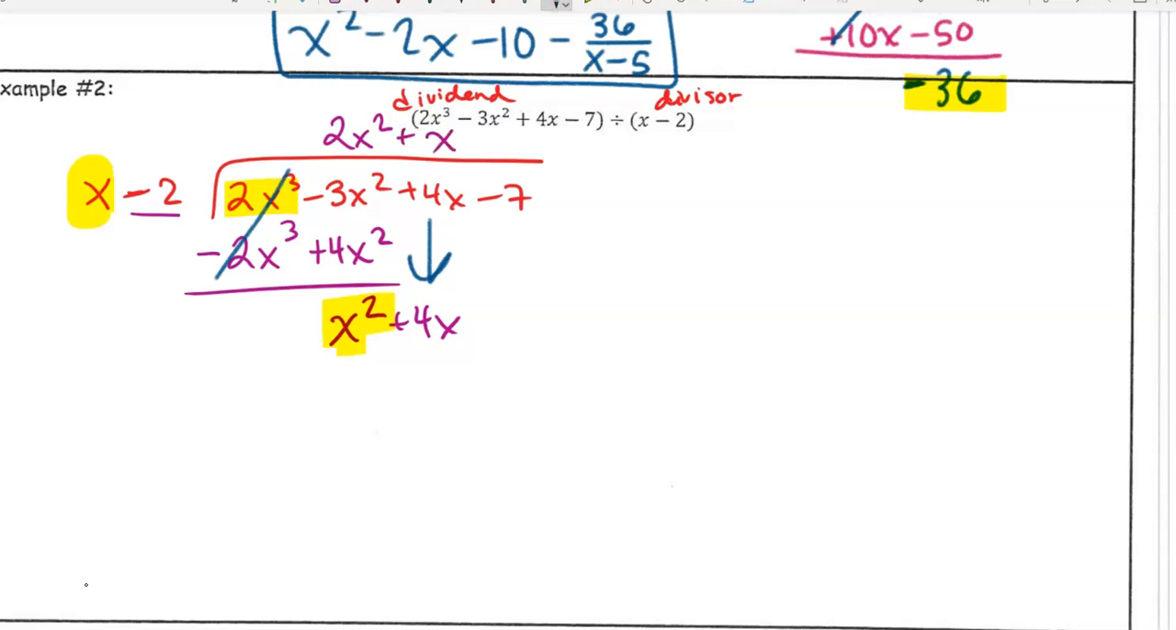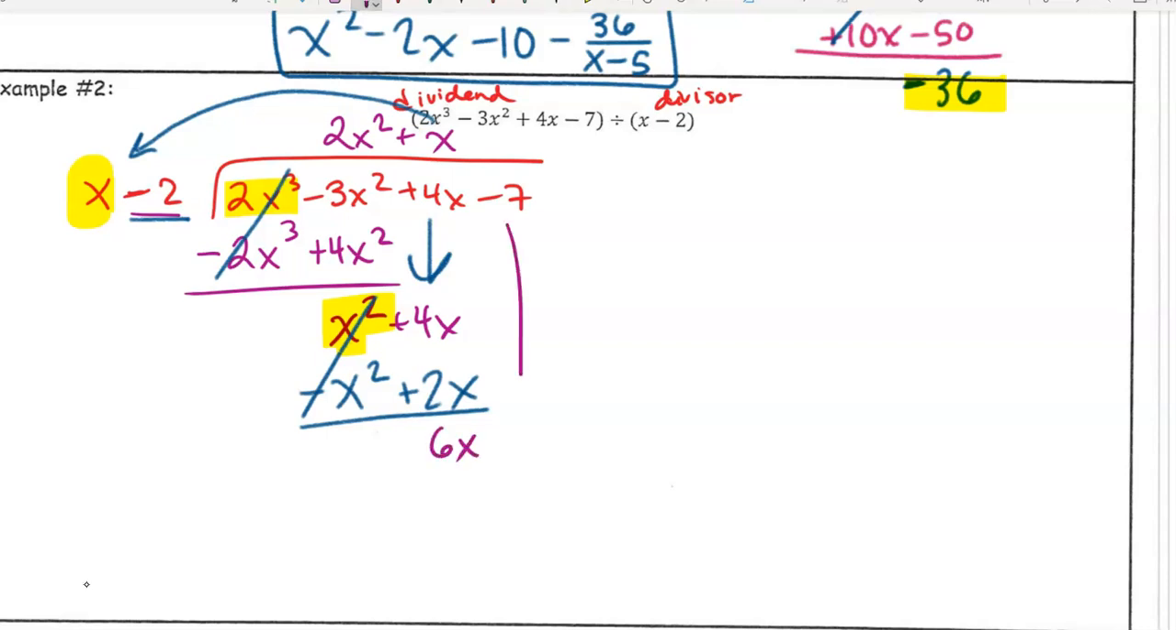And then we go back into multiplying. X times x is x squared. And x times negative 2 is negative 2x. Then we change signs and subtract. X squared minus x squared is 0, and 4x plus 2x is 6x. Bring down the next term and do it again.